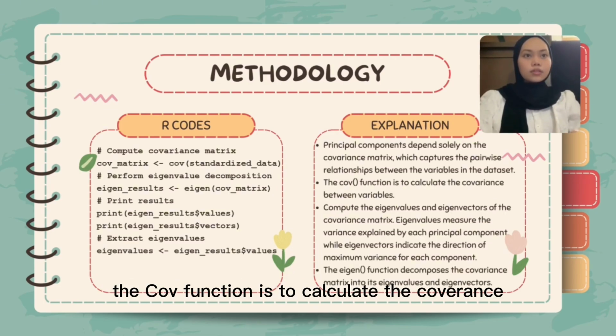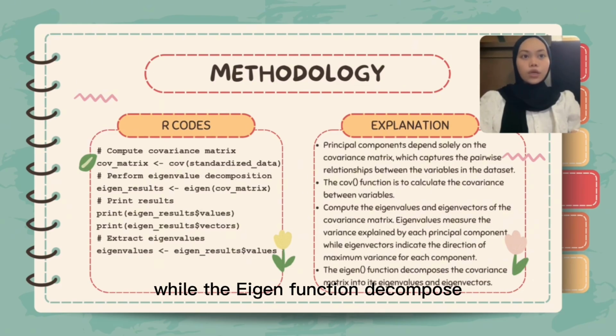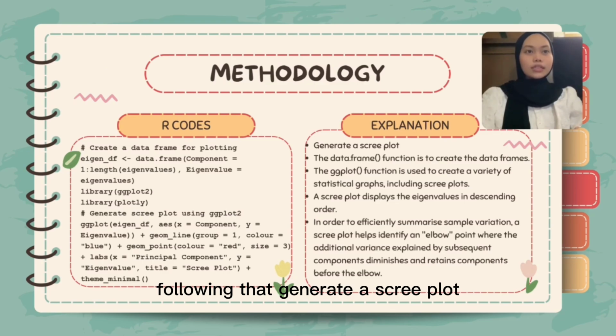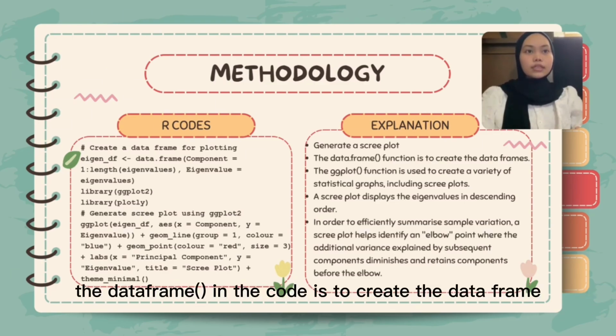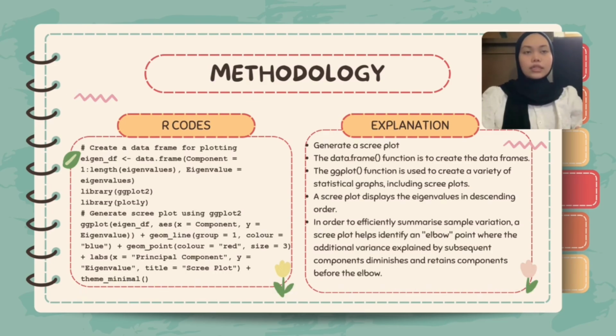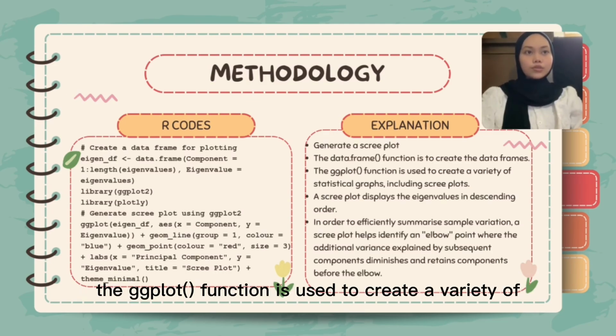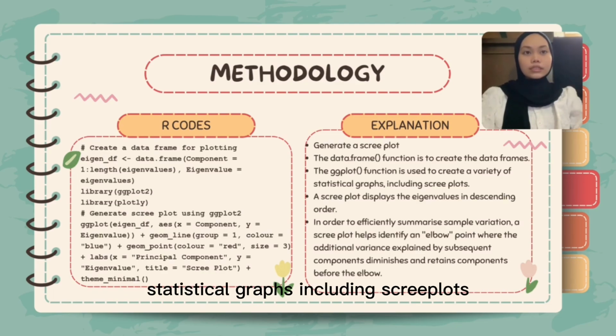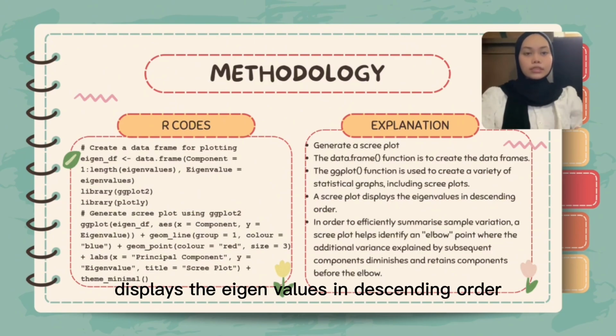After that, the cov function is used to calculate the covariance between variables, while the eigen function decomposes the covariance matrix into its eigenvalues and eigenvectors. Following that, generate a scree plot. The data.frame function in the code is used to create the data frames. The ggplot function is used to create a variety of statistical graphs, including the scree plot. A scree plot displays the eigenvalues in descending order.